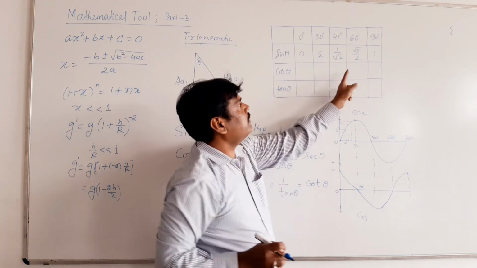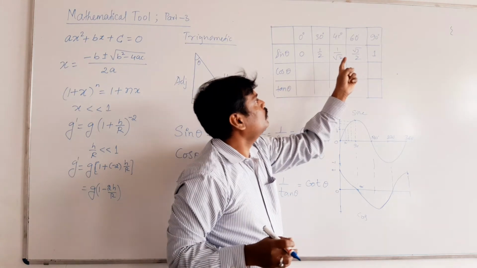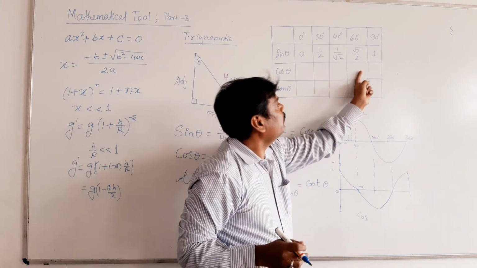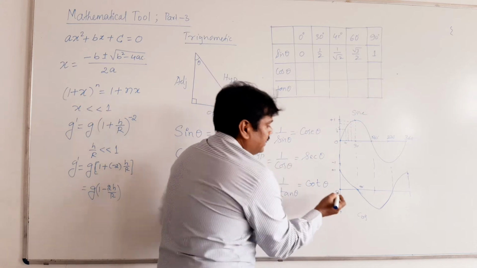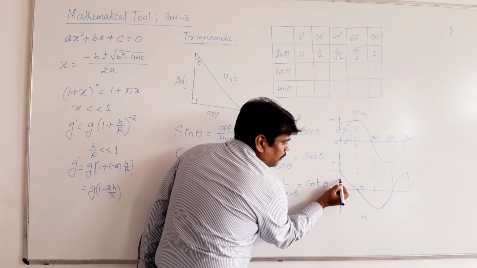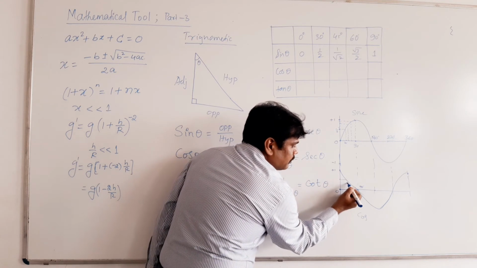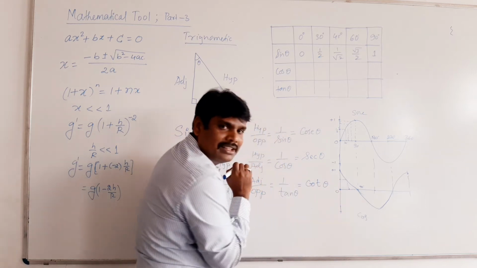While writing the cos values, we take the reverse direction. We start with 1, √3 by 2, 1 by √2, 1 by 2, 0. Why are the values like that? See here, this is 0 now, this is +1 now. Exactly at the midpoint, how much is it? Half. Half means it crosses this position. See here, this one is 60 degree.